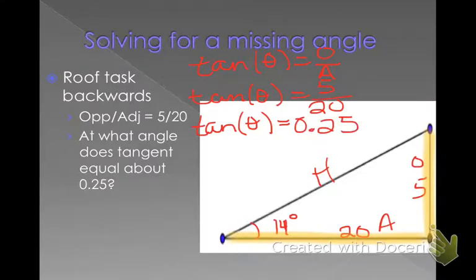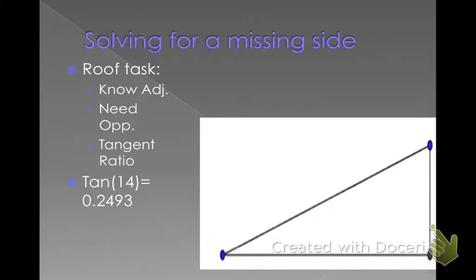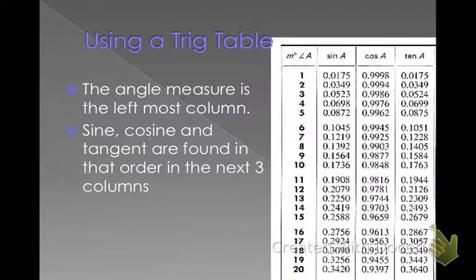0.25, I'm going to go back a few slides to look at the trig table and see if we can find where tangent is closest to 0.25. Looking at the trig table, going down the tangent row, we can see we get closest to 0.25 here at 14 degrees, which confirms what we already knew.